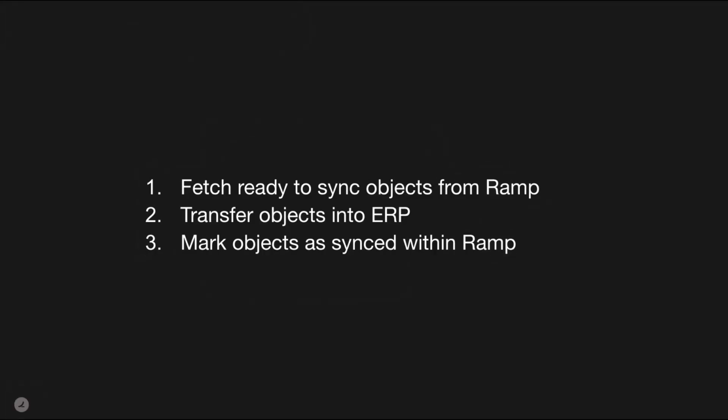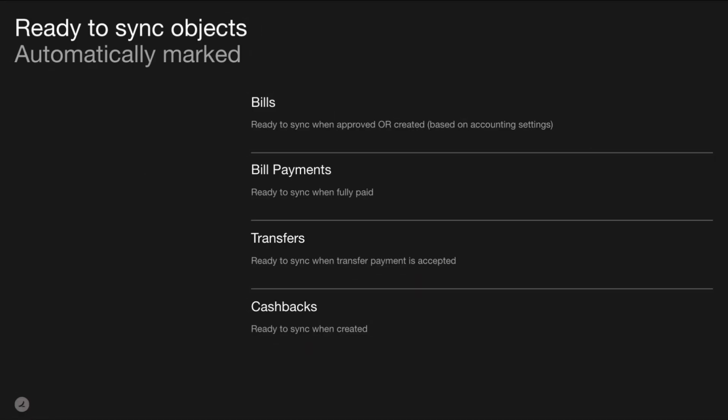First, let's review the object sync process. This involves fetching ready-to-sync objects from RAMP, transferring the objects into your ERP system, and marking them as synced within RAMP. Objects in RAMP follow different patterns for when they become ready to sync with your ERP system. Some objects are automatically marked as ready based on their status, while others require a user to manually mark them as ready in the RAMP UI.